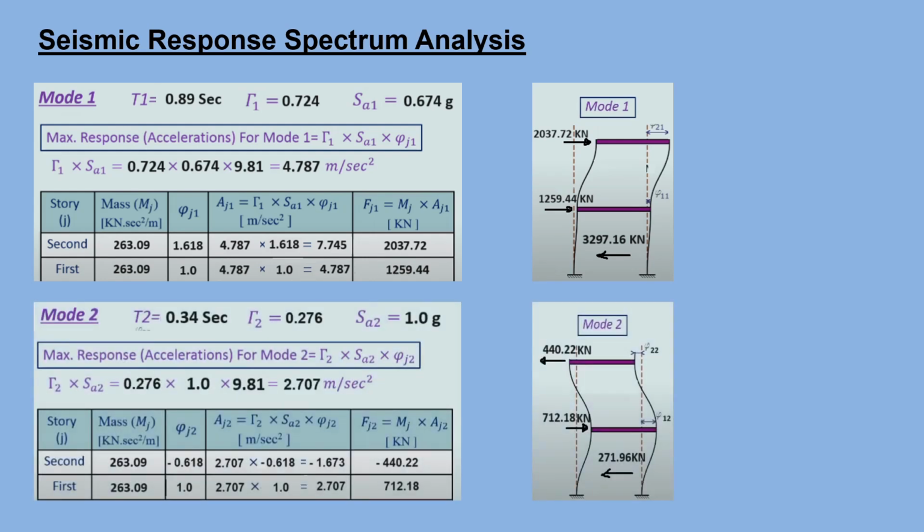Since seismic responses from different modes can peak at different times, they should be combined using an appropriate combination method to estimate the total base shear. Common methods include the square root of the sum of the squares and the complete quadratic combination. In this example, we will use the square root of the sum of the squares.